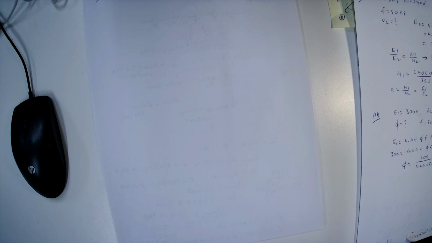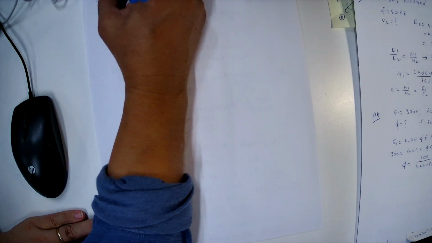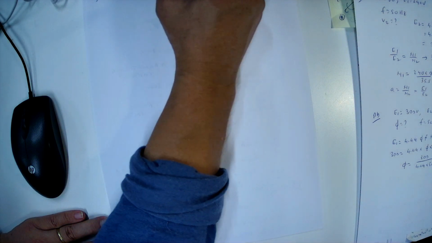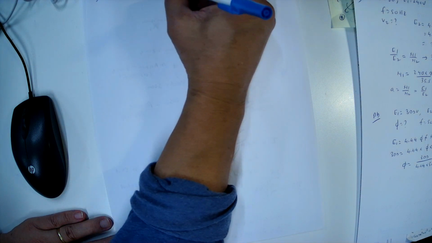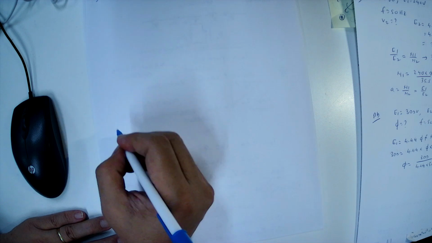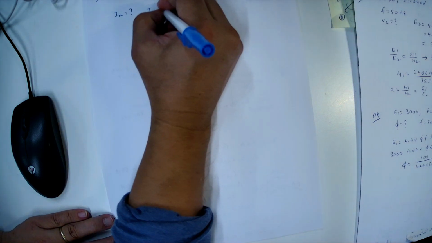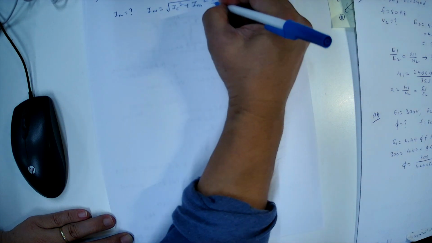Next one, a 250/500 volt transformer, magnetizing current 4.92 ampere, iron loss current 0.88 ampere. So in this case, I_M is 4.92 ampere, I_C is 0.88 ampere. We have to find the no load primary current. I_N needs to be calculated. So I_N equals the square root of I_C squared plus I_M squared.